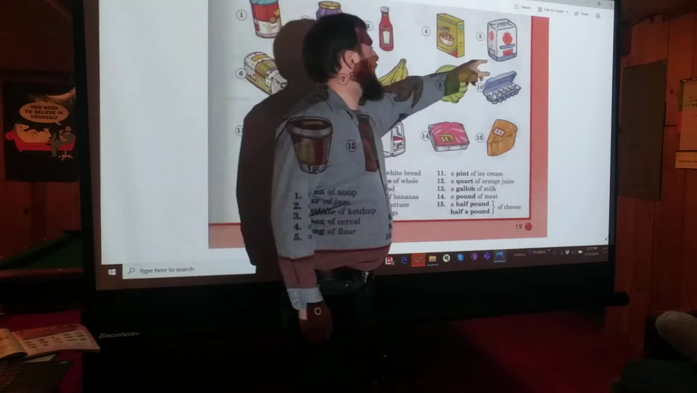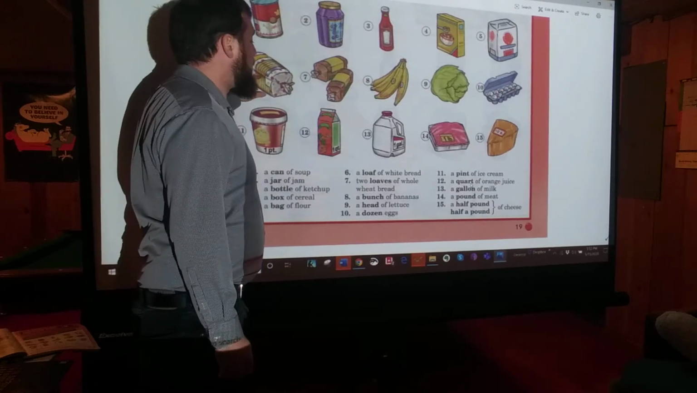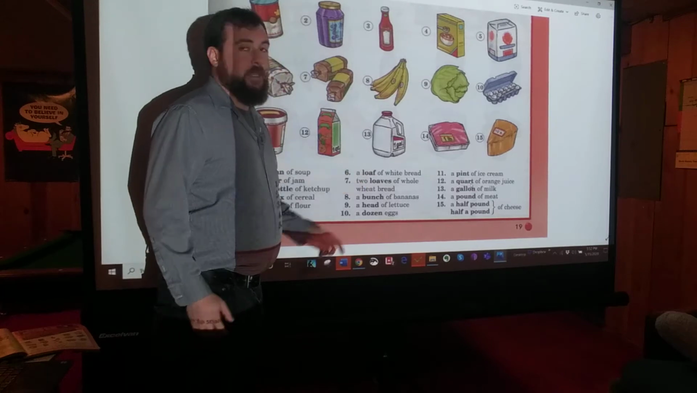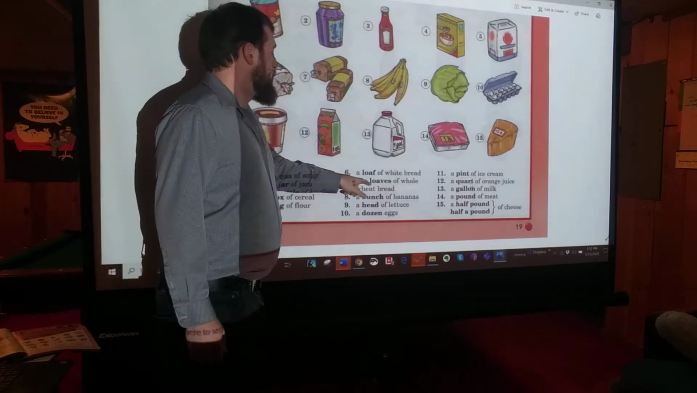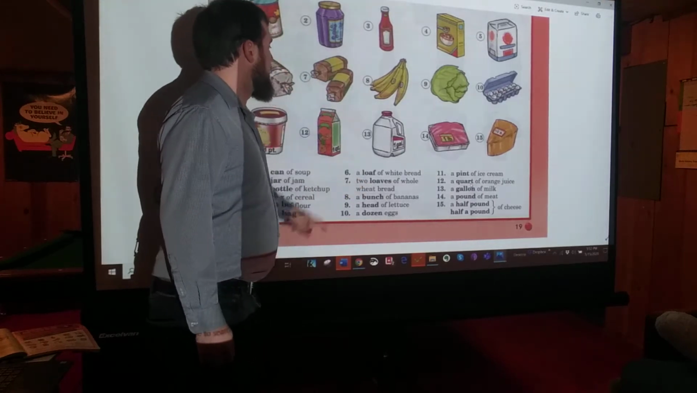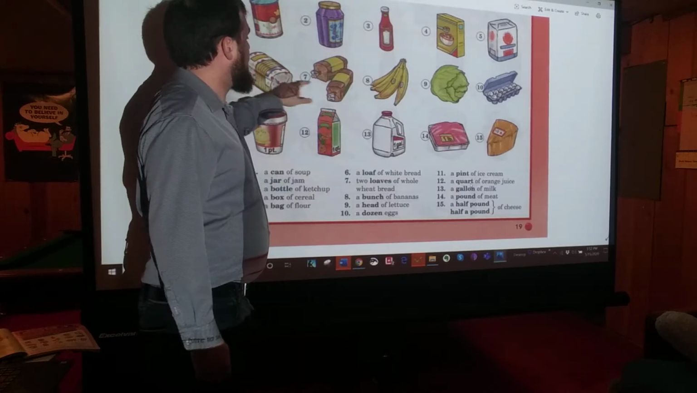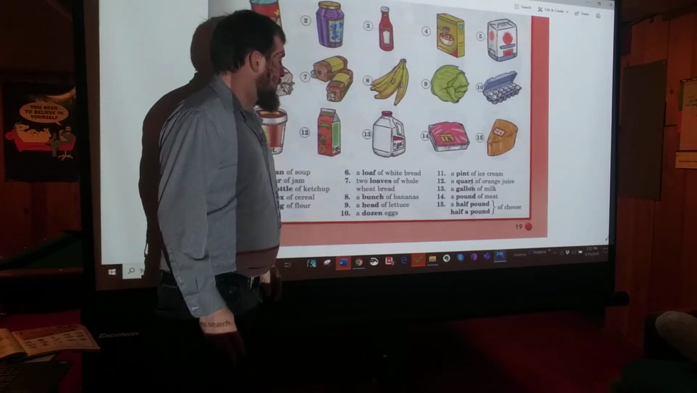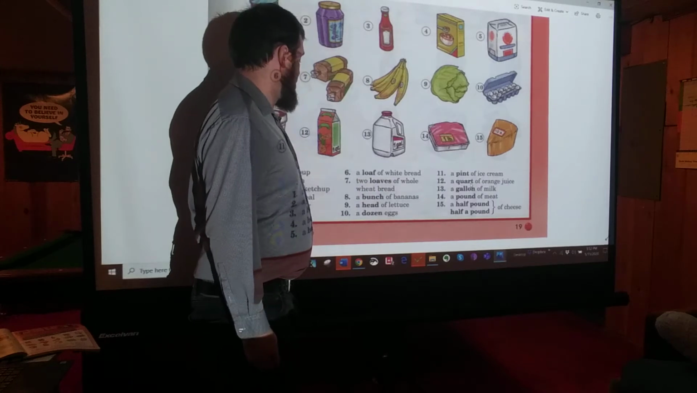A bag of flour, a loaf of white bread. So this word loaf, that's just a quantity of bread, loaf of bread. 2 loaves of whole wheat bread. Notice here, so we have different kinds of bread, white bread, whole wheat bread, and when we have 2, it's kind of an irregular noun, and it becomes loaves, loaves of bread.